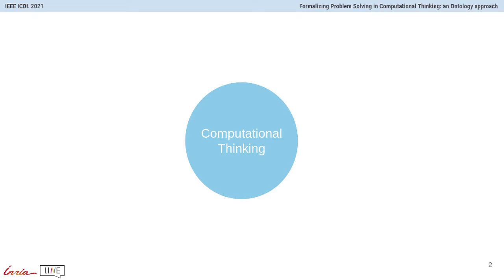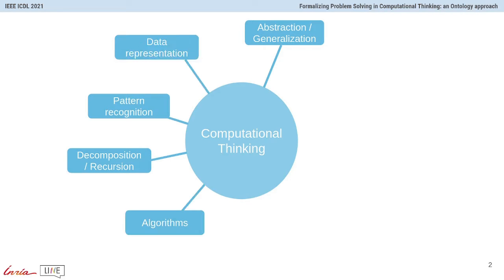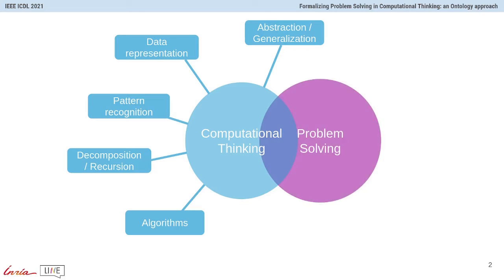Well, it is a form of thinking that uses methods commonly found in computer science such as pattern recognition, abstraction, decomposition, or algorithms. Computational thinking is closely related to problem-solving. One can identify the variables involved in a problem by decomposing it and come up with an algorithmic solution that can be generalized to solve other problems similar to the initial one.